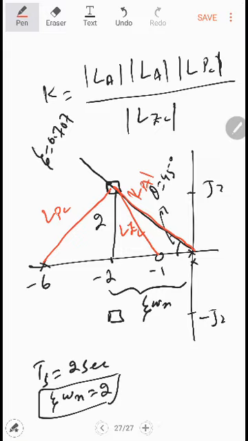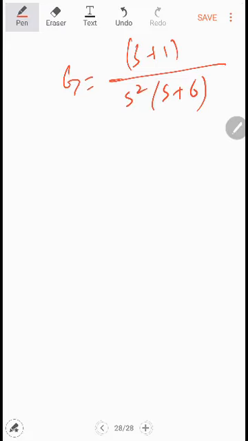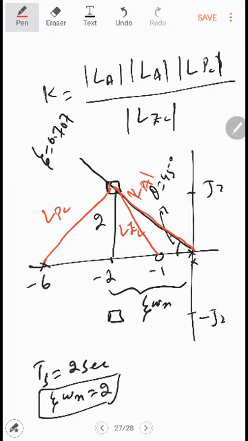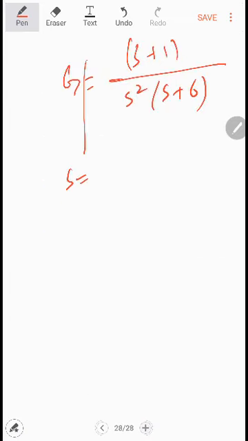So the transfer function in this case is what? The transfer function is equal to, you see, we have s square, and then we have s plus 6, the poles, and then we have s plus 1. We have 1 zero at -1. So let's say that we have to find the transfer function at the point s is equal to this point, and this point is -2 plus j2.